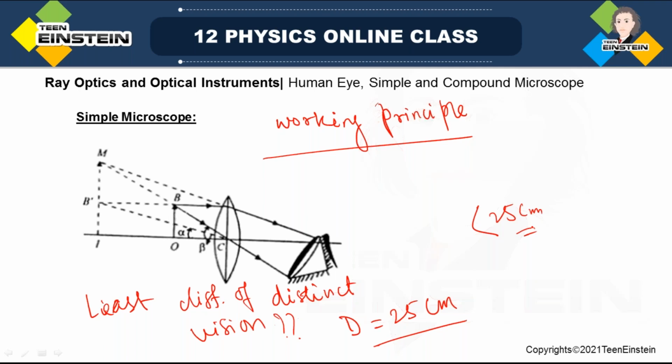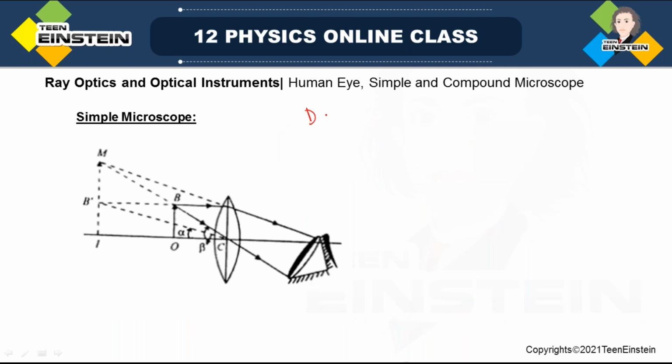This is called the least distance of distinct vision. That means the minimum distance where if you keep an object you can see it clearly and distinctly without much strain on the eye. It is denoted by capital D, and this is generally 25 centimeter for the normal human eye.